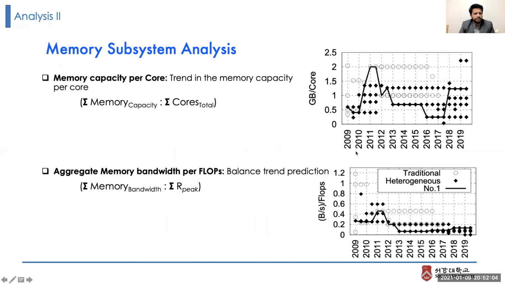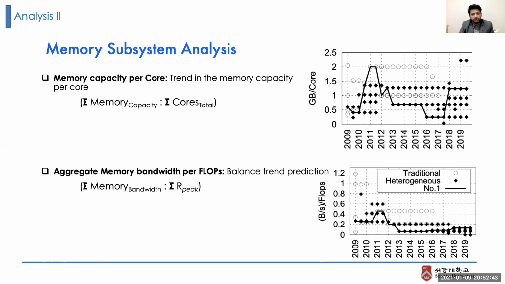Next, we show the balance trend in the memory subsystem. For heterogeneous systems, the memory capacity and the bandwidth are the sums of the DRAM and HBM capacity and bandwidth in our analysis. The top figure shows the trend in the memory capacity per core, that is the summation of memory capacity to the ratio of summation of total cores of the recent top five machines from every year. We observed that most systems are clustered around 1 GB in the graph. Only three supercomputers, Jaguar, K computer, and SuperMUC, furnish more than 2 GB of memory per processing core.